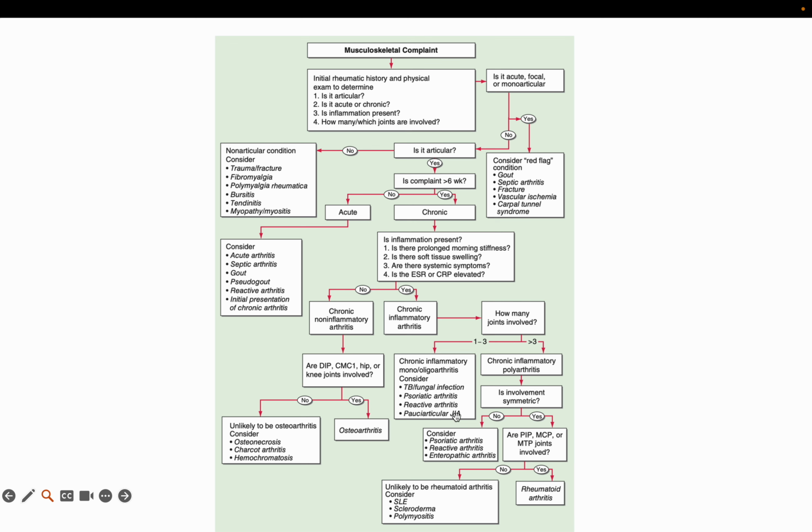If 1 to 3 joints are involved, mono or oligo, then first TB or fungal infection is also a possibility. Psoriatic, reactive or polyarticular JIA is a possibility. So this is regarding the inflammatory arthritis. Based on the symmetry and how many joints are involved, they are classified. Most common is always rheumatoid arthritis.